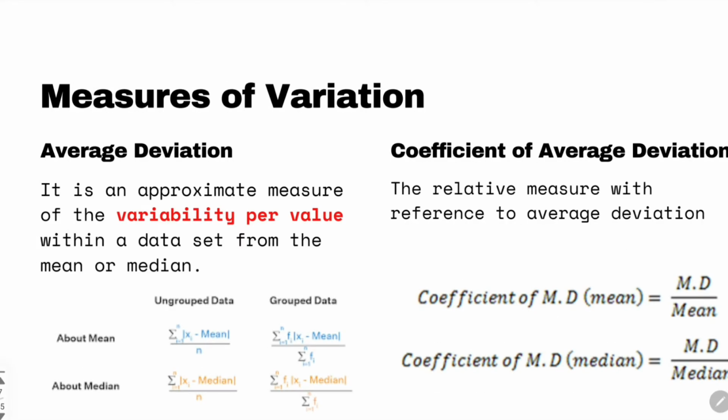The next measure of variation we'll talk about is the average deviation. The average deviation is the approximate measure of the variability per value within a dataset from the mean or the median. And the coefficient of average deviation is the relative measure with which we can reference the average deviation.